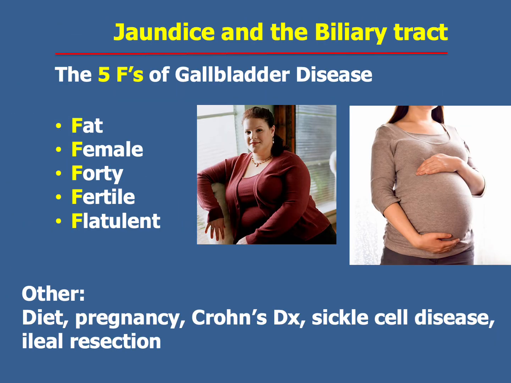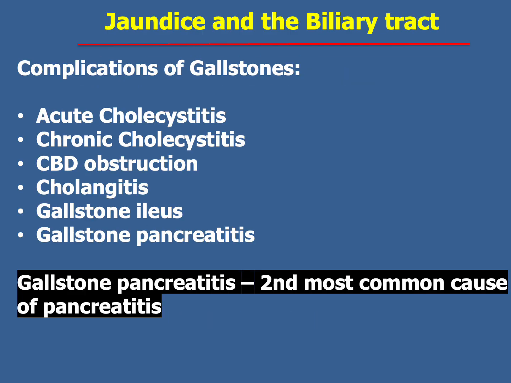The often quoted 5 F's of gallbladder disease are fat, fair, female, 40, and flatulent. However, diet, pregnancy, Crohn's disease, sickle cell disease, and ileal resection are also risk factors. The complications of gallstones include acute cholecystitis, chronic cholecystitis, common bile duct obstruction, cholangitis, and gallstone ileus. Also, the second most common cause of acute pancreatitis is due to gallstones.